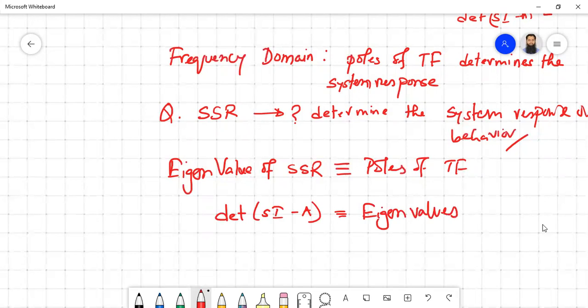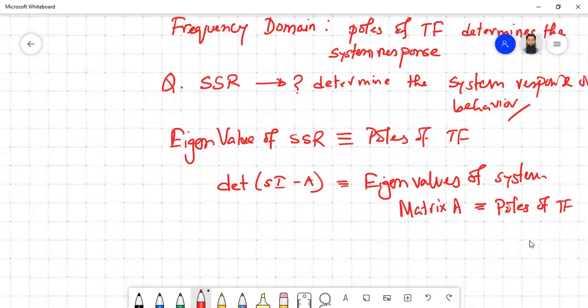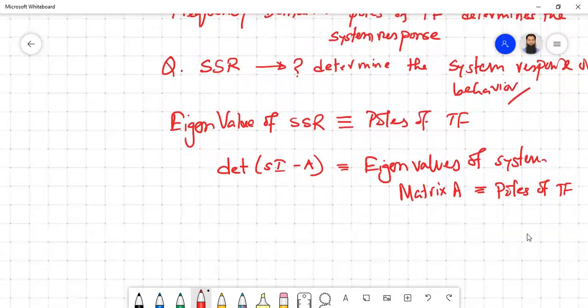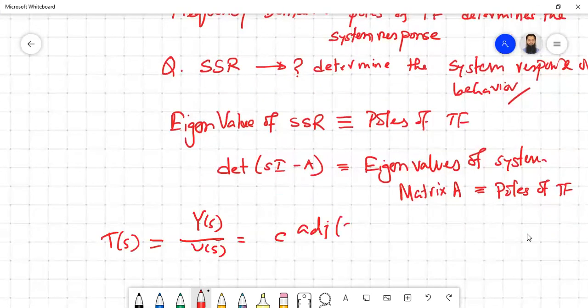Eigenvalues of your system matrix A. So eventually, in turn, this is the same as the poles of the transfer function, and eventually this will determine the characteristic equation. I think it is evident because in the last derivation that we have seen, Y(s)/U(s), which was T(s), is actually given as C adjoint of (sI minus A) divided by determinant of (sI minus A) into B plus D.